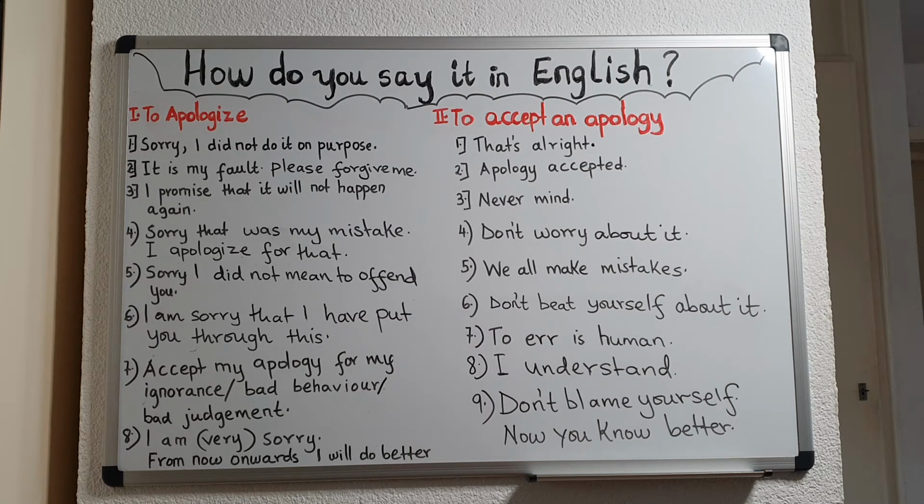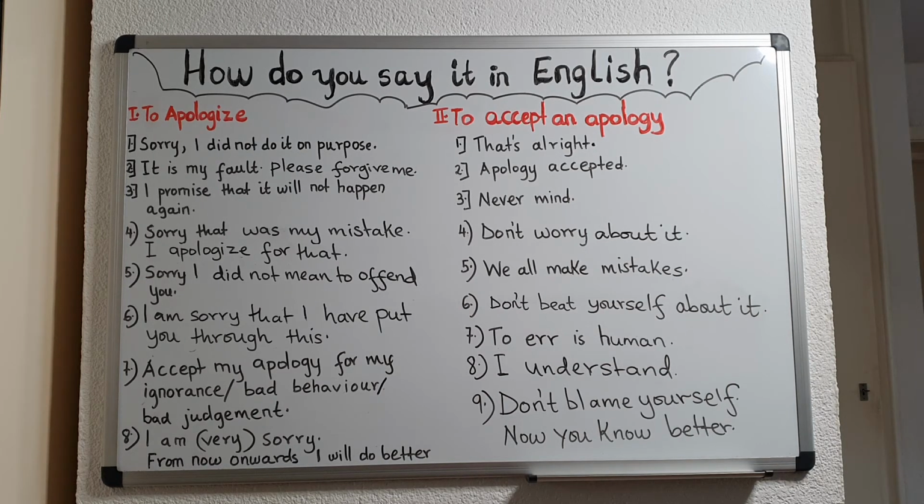So when you say accept my apology for my ignorance, what you mean by ignorance is that you are accepting that you did something wrong and that you did it out of ignorance. In other words, you did not know better. You thought that was the best choice. You thought that was the best way to act. So you're saying, accept my apology for my ignorance.